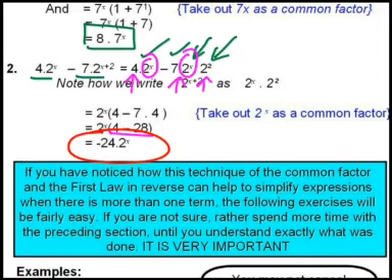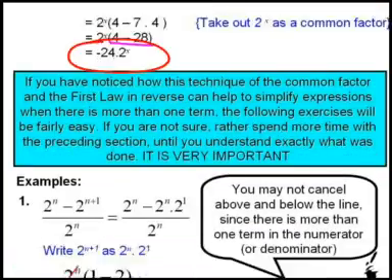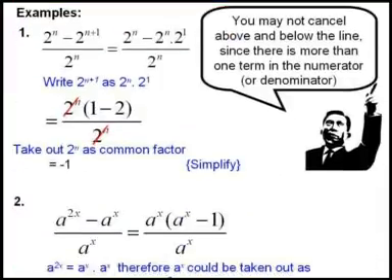If you have noticed how this technique of the common factor and the first law in reverse can help you simplify expressions when there is more than one term, the following exercises will be fairly easy. If you are not sure, rather spend more time with the preceding section until you understand exactly what was done. It is very important. So go back to those two examples, and understand exactly what we mean by the first law in reverse and by the common factor before you proceed. Assuming that you do understand, let's go on to some examples.